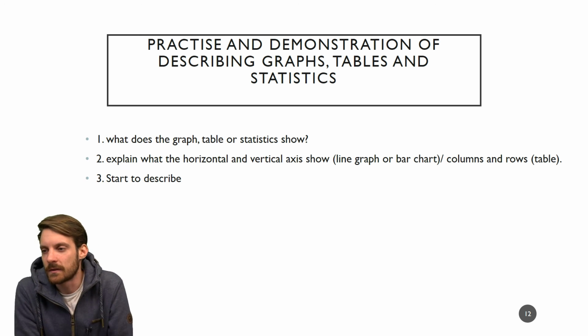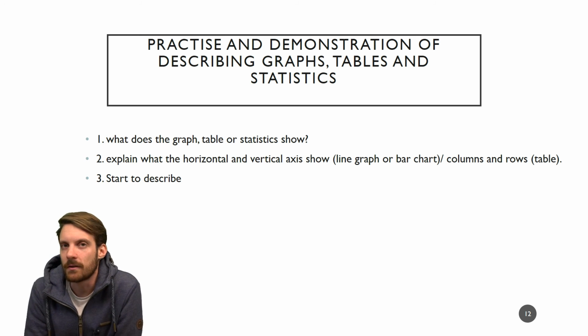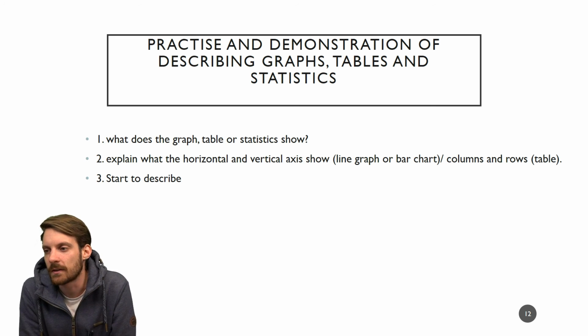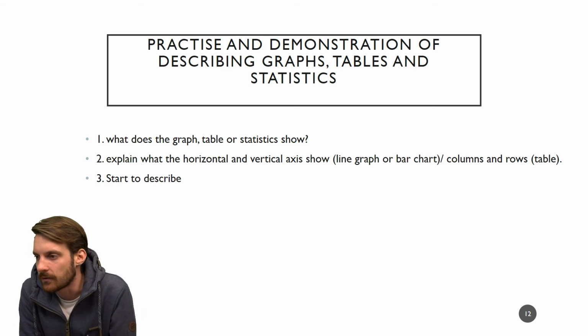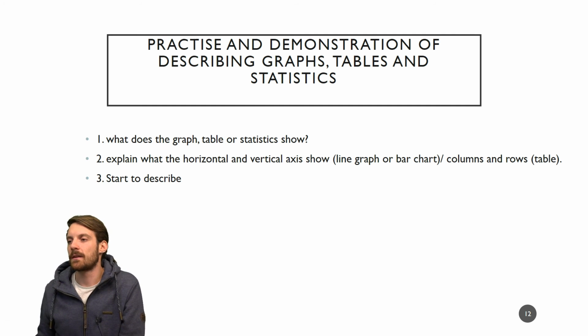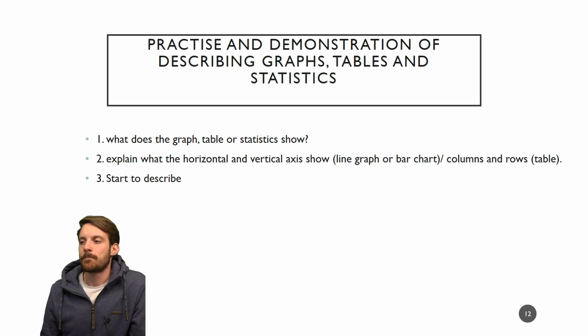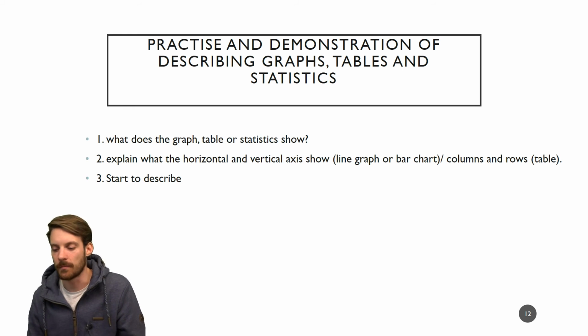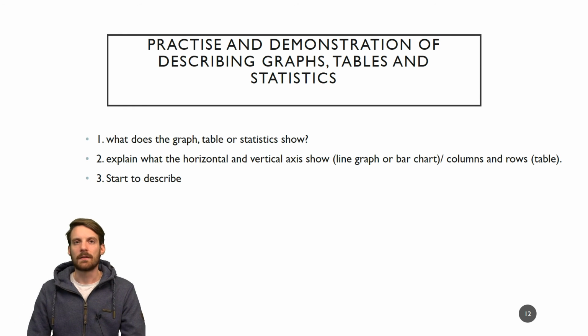And then, of course, explain what the horizontal and vertical axis show. Line graph or bar chart, of course. We have different things, or columns and rows, lines in this case. And then start to describe the actual graph or the other things we discussed.